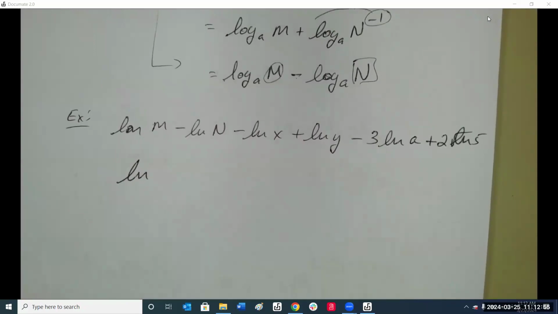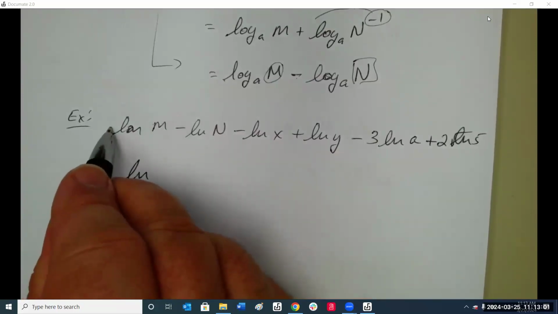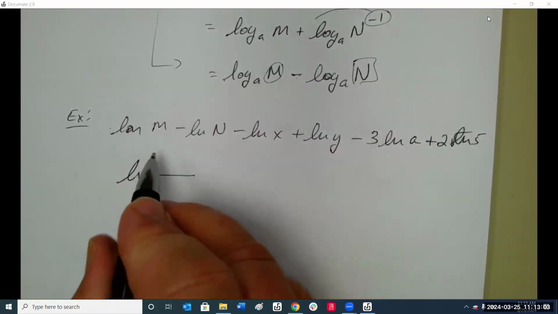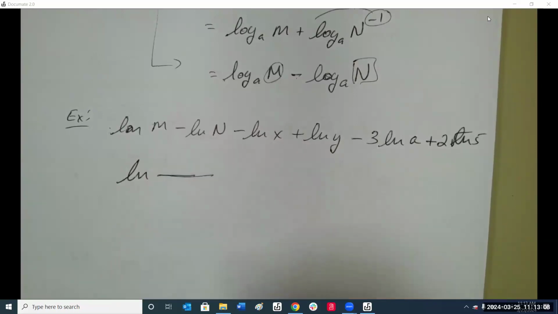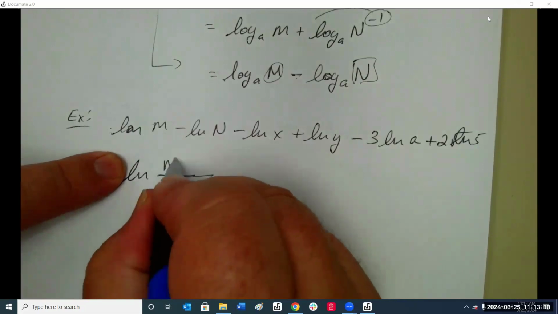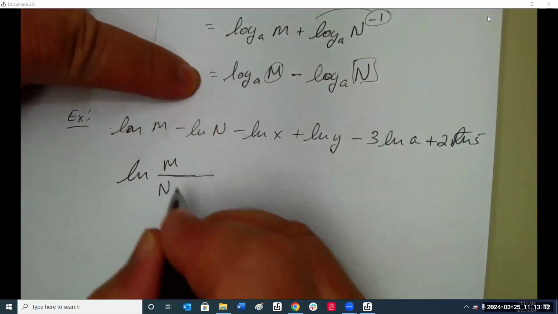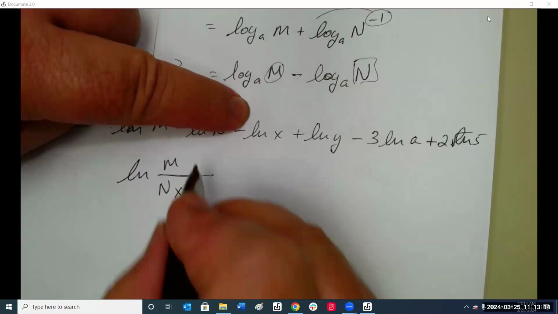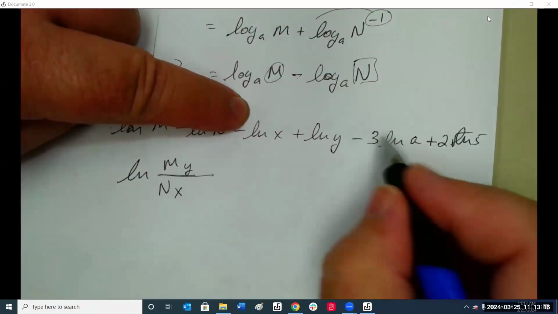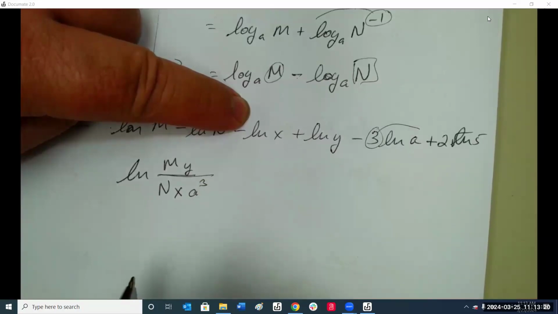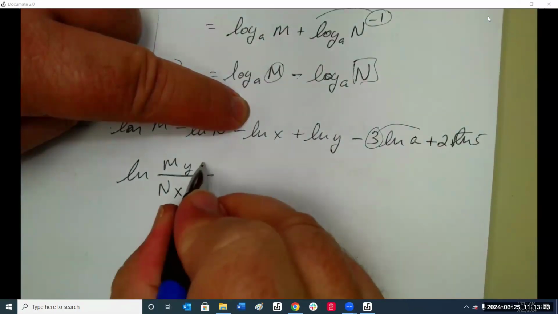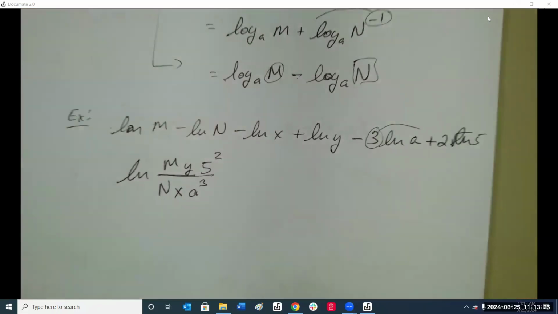Here's a fast way of doing it. They're all ln's, right? If it has a plus in front of it, it goes on top of the dividing line. If it has a minus in front of it, it goes on the bottom. So it's m, n, x, y. This goes up there, so it's a to the 3, and this is 5 squared.